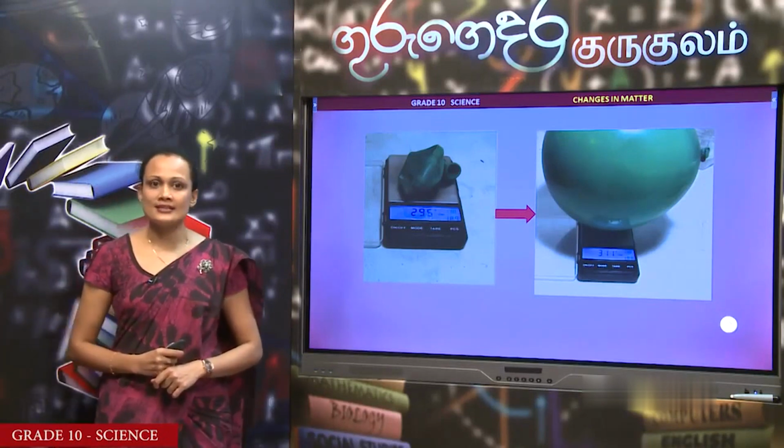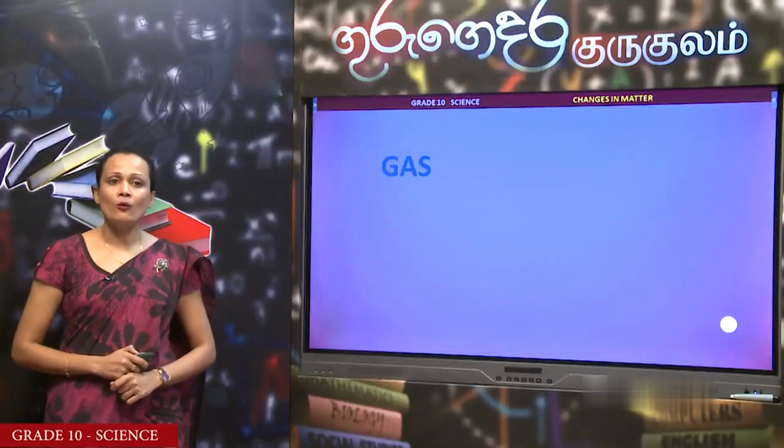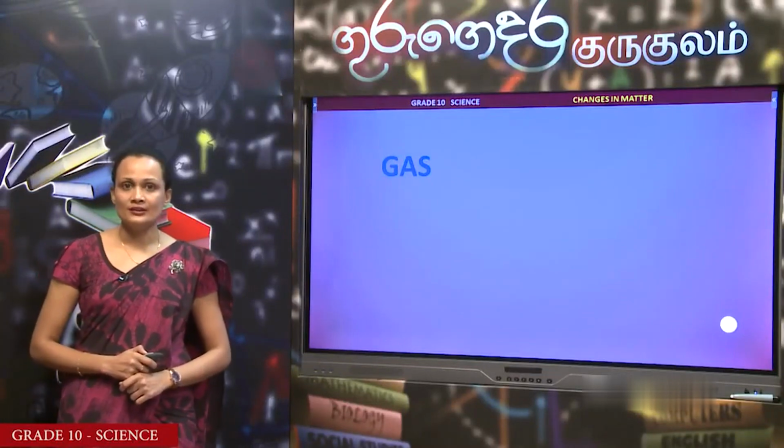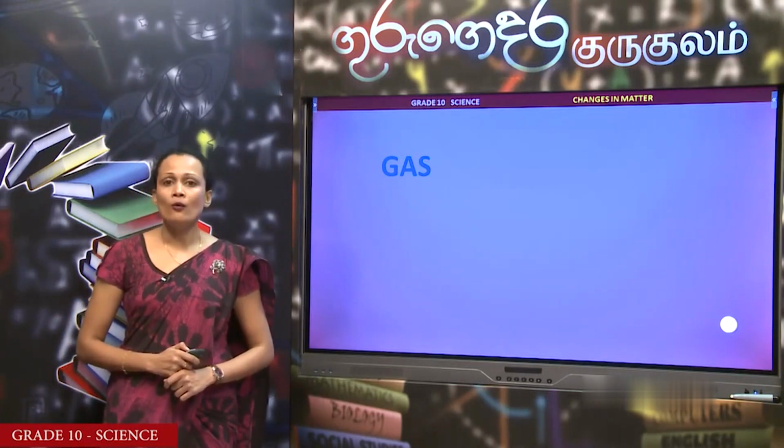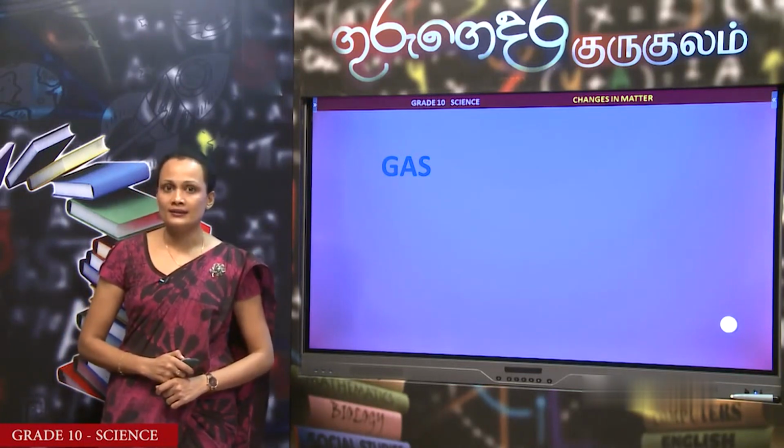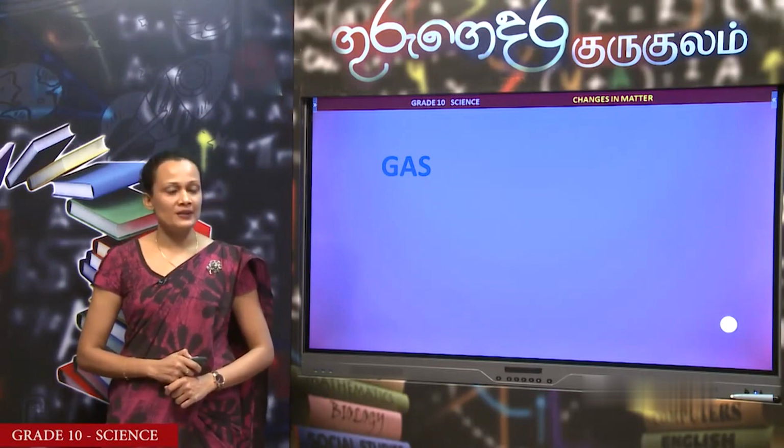How is it increasing? The reason is the air inside the balloon. That means air also has a mass. By using that activity, you can conclude that air has a mass. Then if we consider all the gases, oxygen, carbon dioxide, hydrogen, helium, all the gases have a mass and also occupy space.